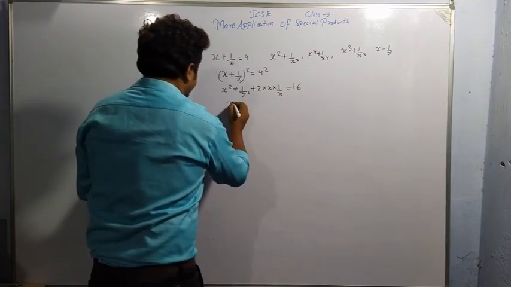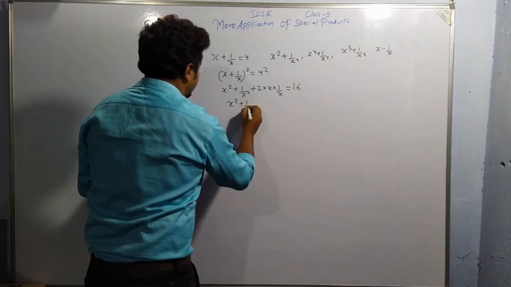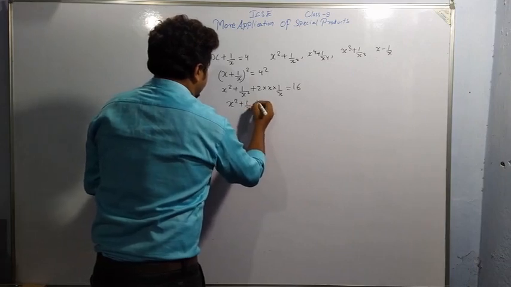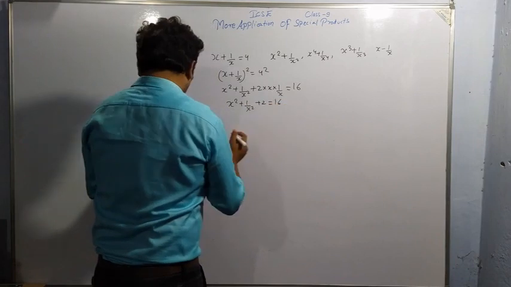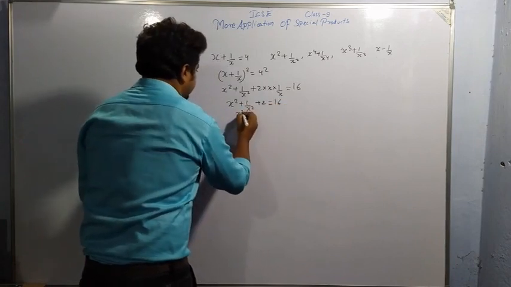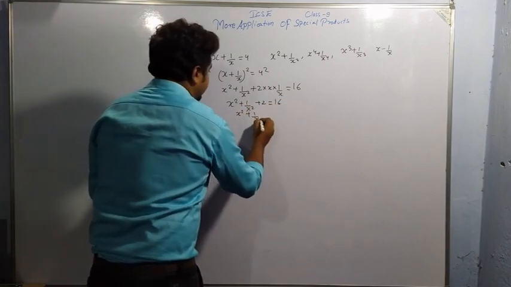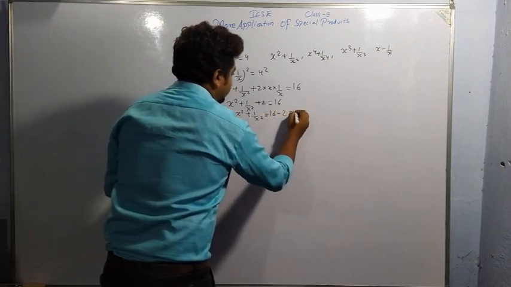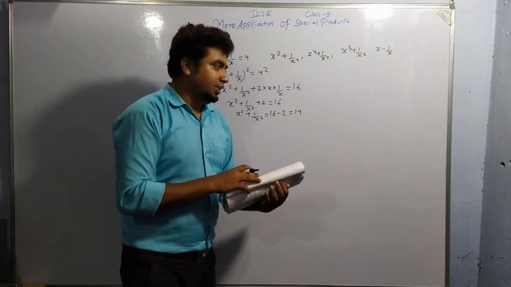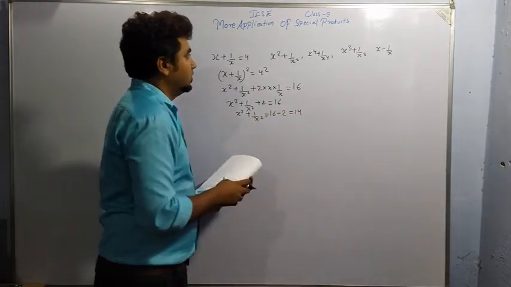So from here we are getting x square plus 1 by x square plus 2 is equal to 16. So x square plus 1 by x square we are getting equal to 16 minus 2, which is coming out to be 14. So this is the value of x square plus 1 by x square.